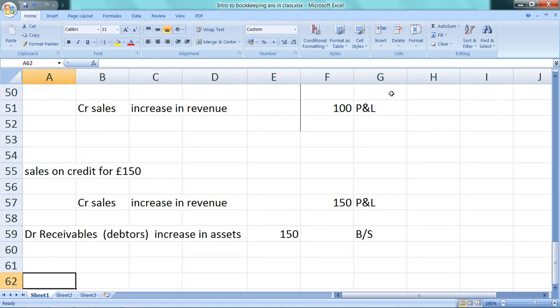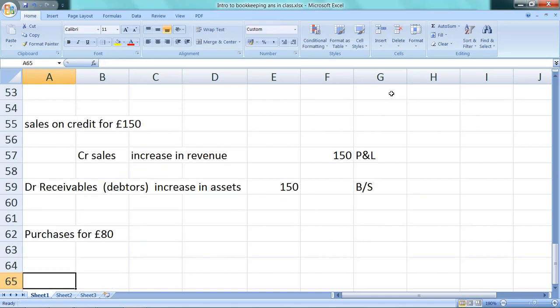Transaction C, we're going to make a purchase of £80 for cash. So we've got purchases for £80. Okay, what's going to happen to my cash balance? Is cash going to go up? Is cash going to go down? Down. Cash is going to go down, so that's bad news with regard to cash.